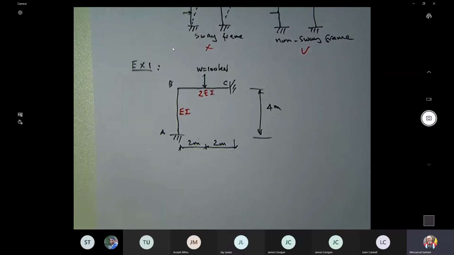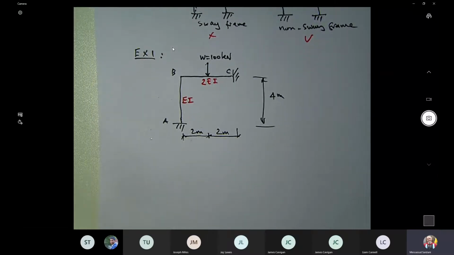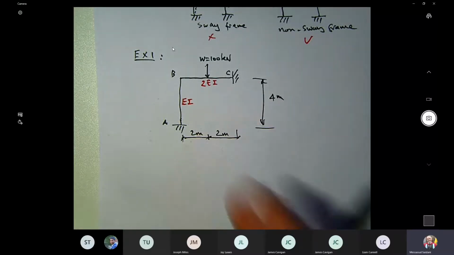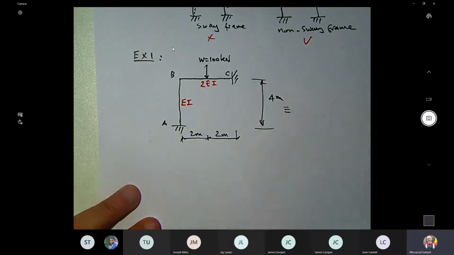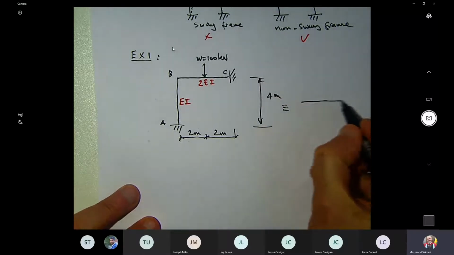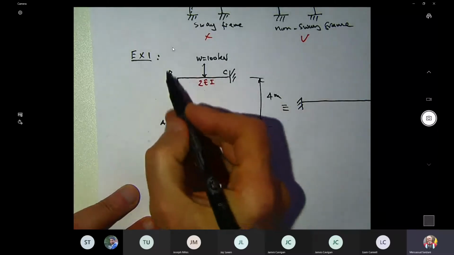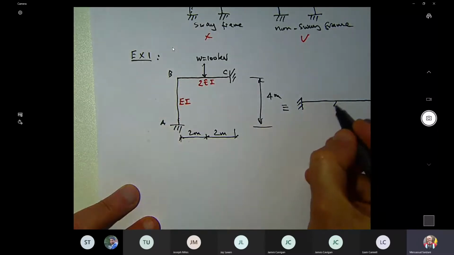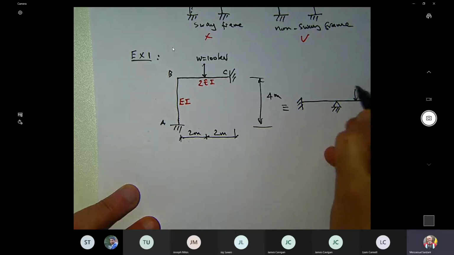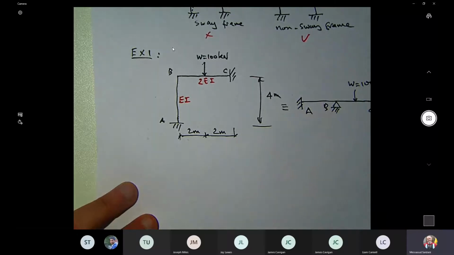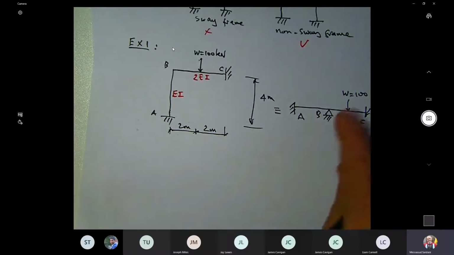So the first thing we are going to do is, what's the first step? Just like moment distribution. Yeah, fix it. Look, the reason I've said the analysis is exactly the same, this is equivalent as if you had a continuous beam like this. So you substitute B here by a support, and so we have A, B, C. Is that clear? The analysis is identical.